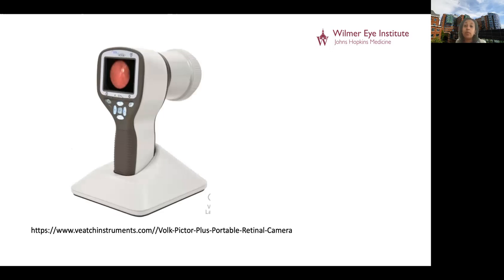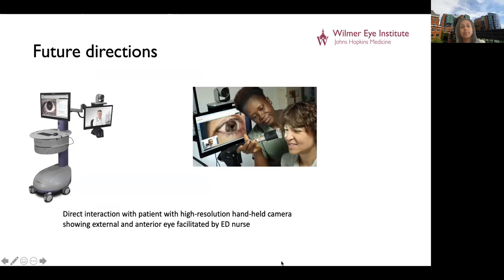There are also portable non-mydriatic fundus cameras that you can purchase, one of which is shown here, the Volk. These are good for inpatient bedside examinations, for example. And again, you can purchase them from various vendors.